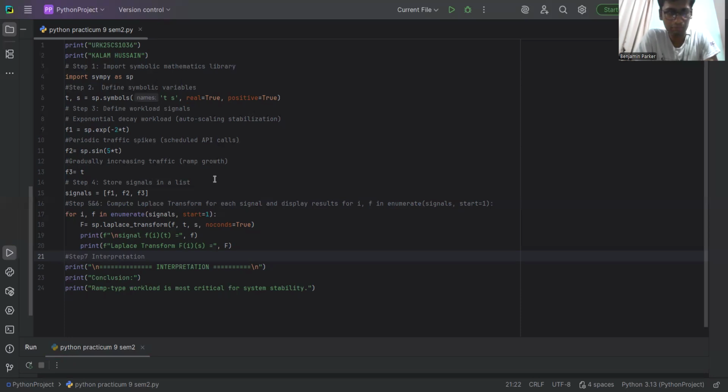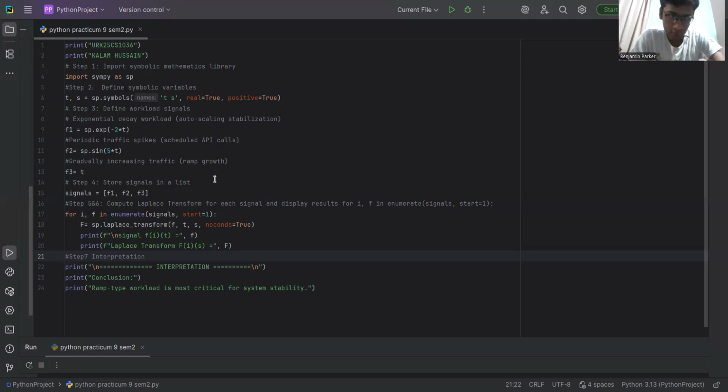We are defining it as f1 = sp.exp(-2t). Next, periodic traffic spikes, the scheduled API calls, which is f2, and we take sp.sin(5t). The third one is gradually increasing traffic, RAM growth, f3 = t. In step 4, we store the signals in a list: signals = [f1, f2, f3].